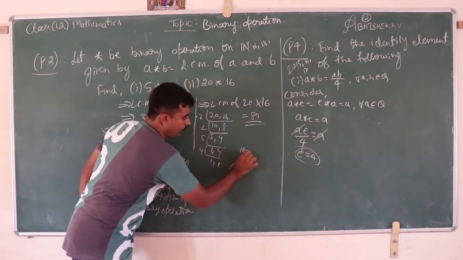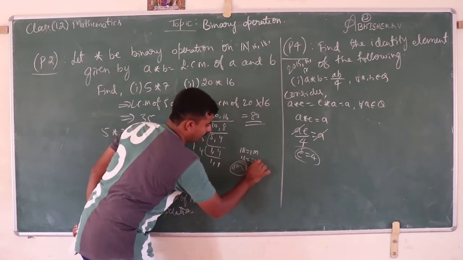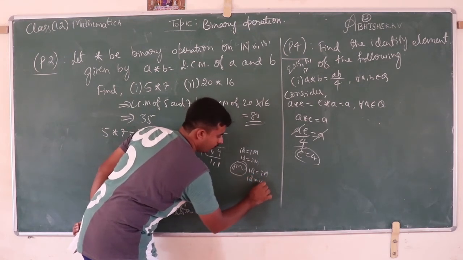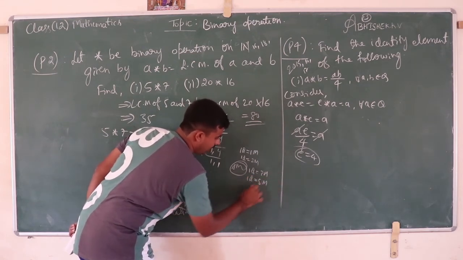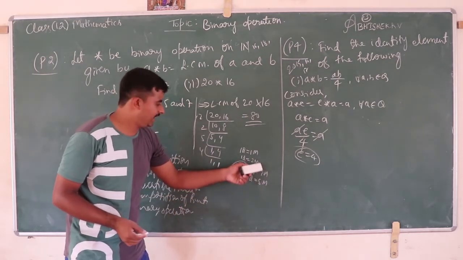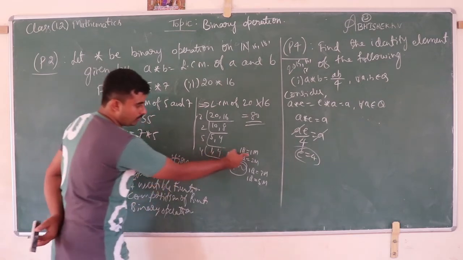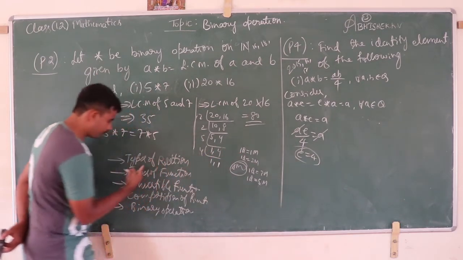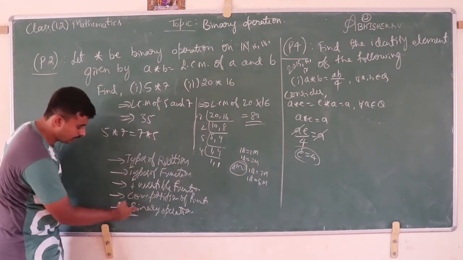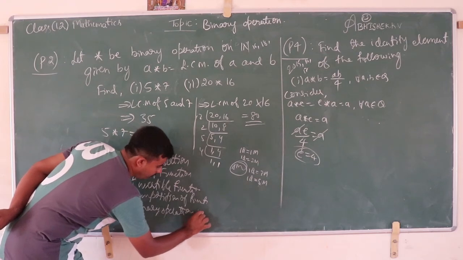One question for 1 mark, one question for 2 mark, one question for 3 mark, one question for 5 mark, and yes, 5 plus 3 is 8, plus 2 is 10, plus 1 is 11. See, this 1 mark question is from the binary operation. Okay, please note down. You may get the 1 mark question in binary operation.